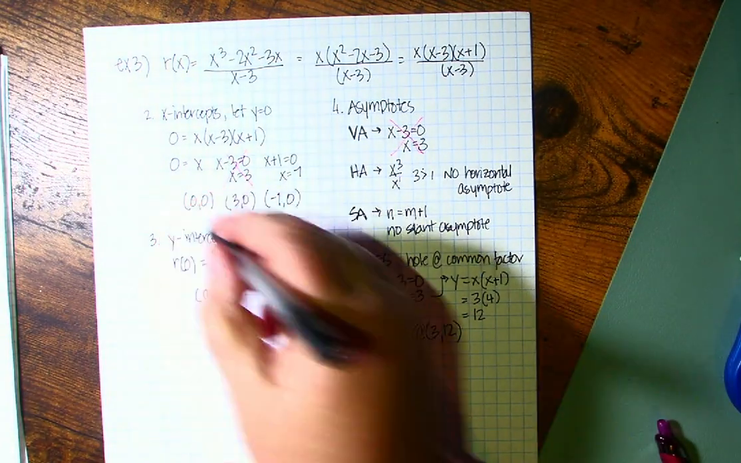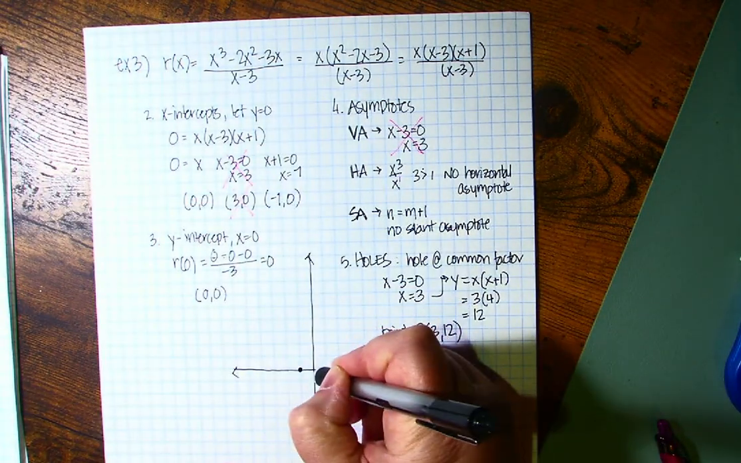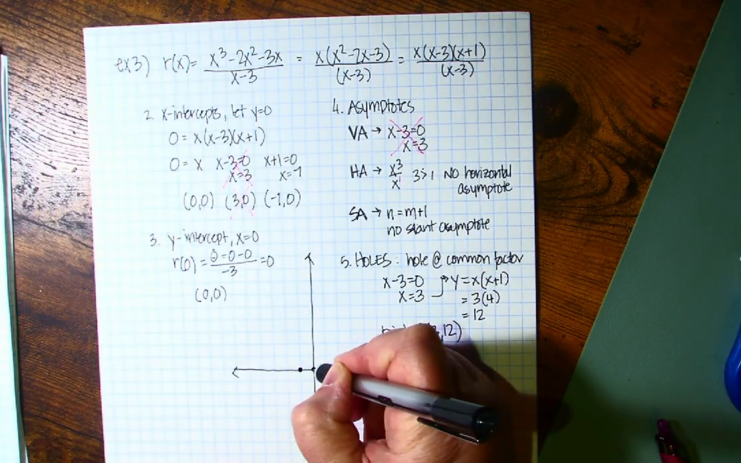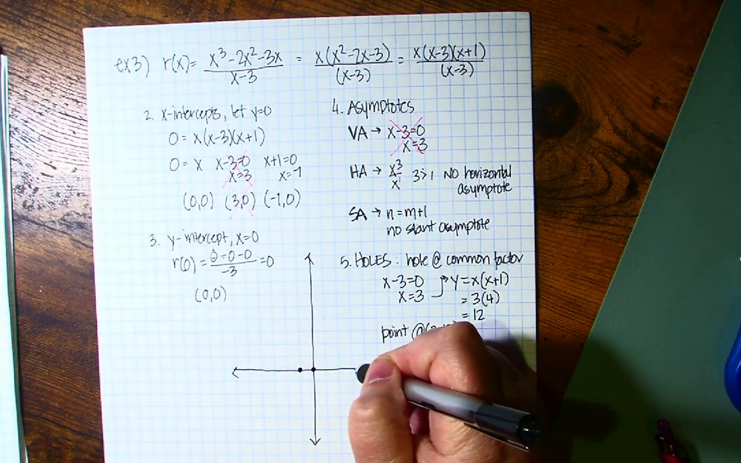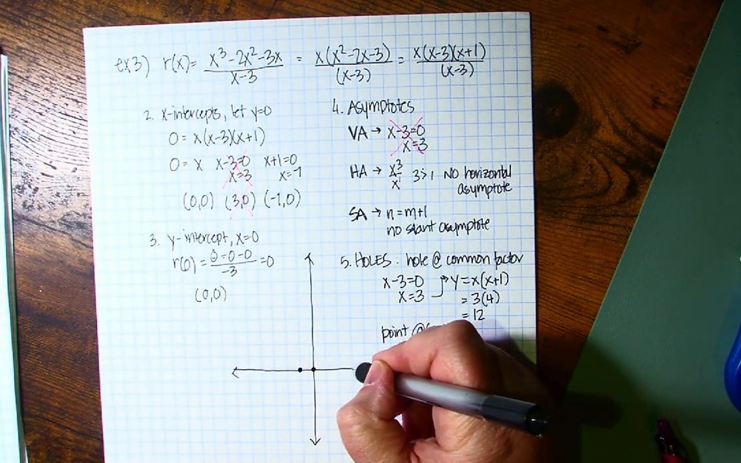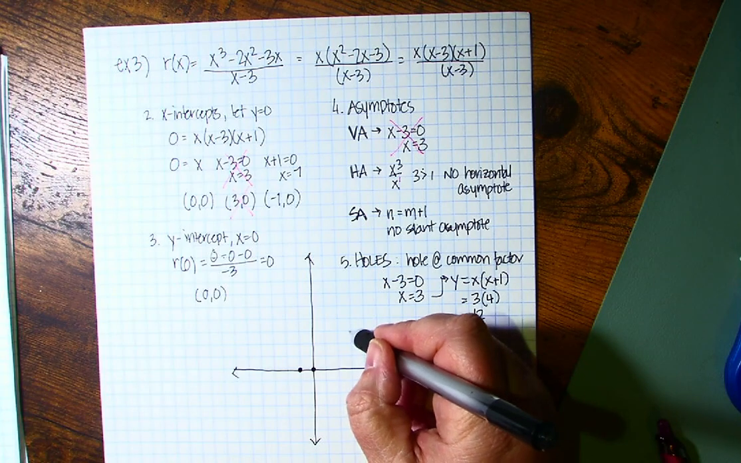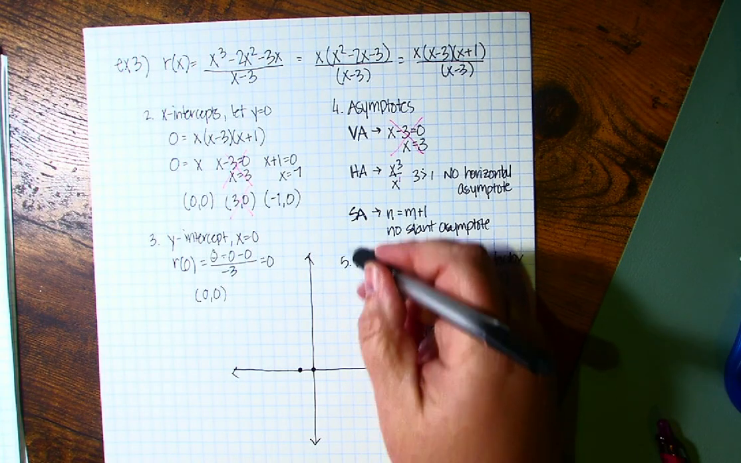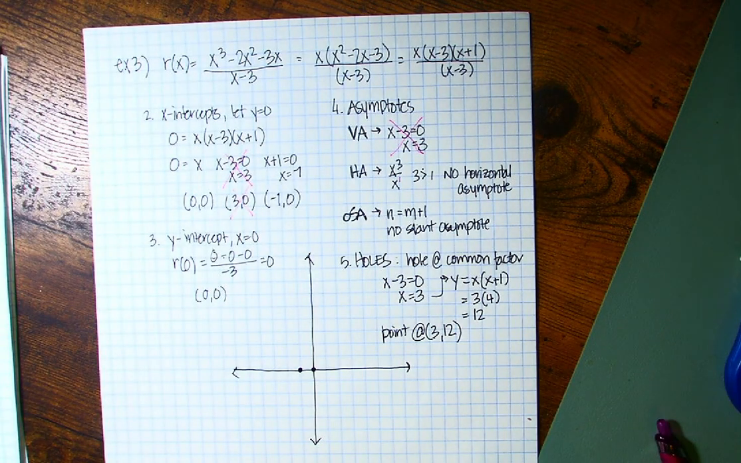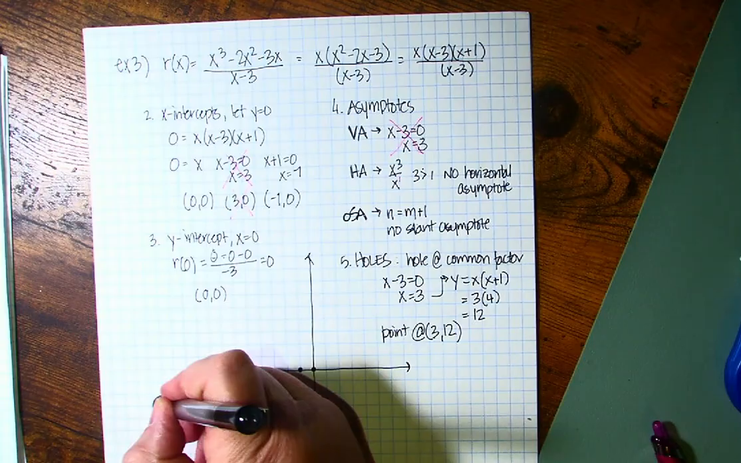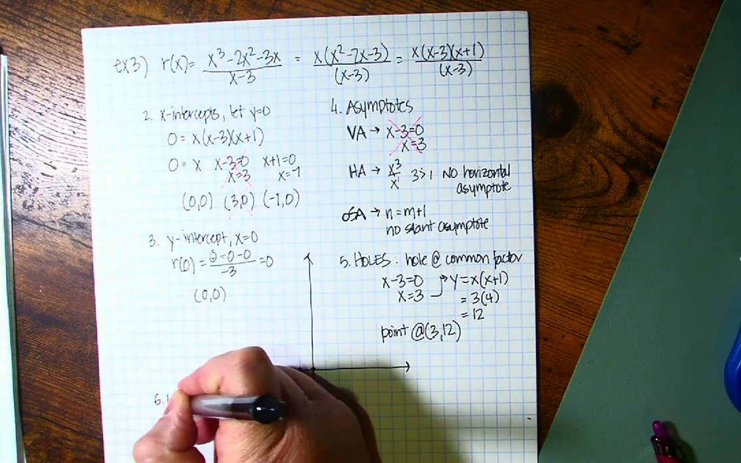I've got (-1, 0) and (0, 0) as the two intercepts that I need. I've got a hole at (3, 12). So 1, 2, 3, 1, 2, 3, 4, 5, 6, 7, 8, 9, 10, 11, 12. So this is a hole. I'll use an open circle to indicate that hole. And then I guess I will look at some end behaviors.